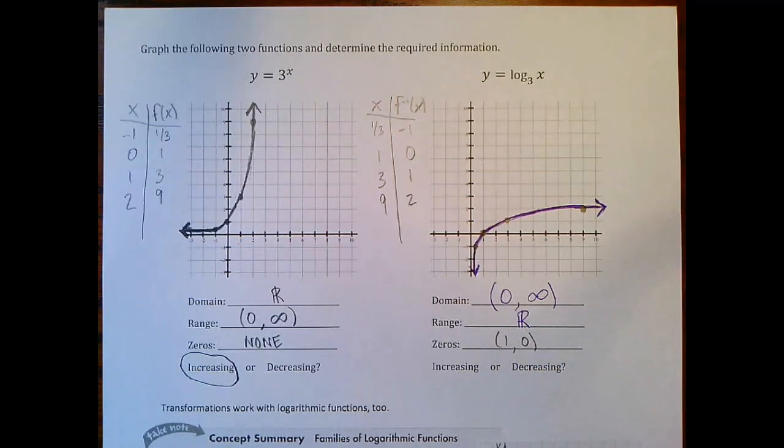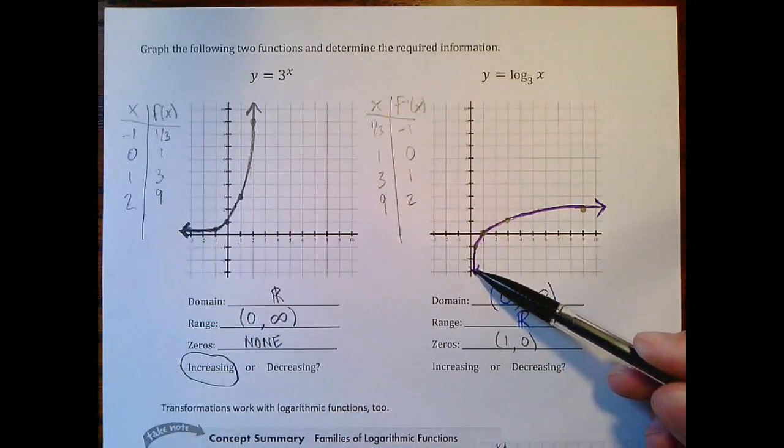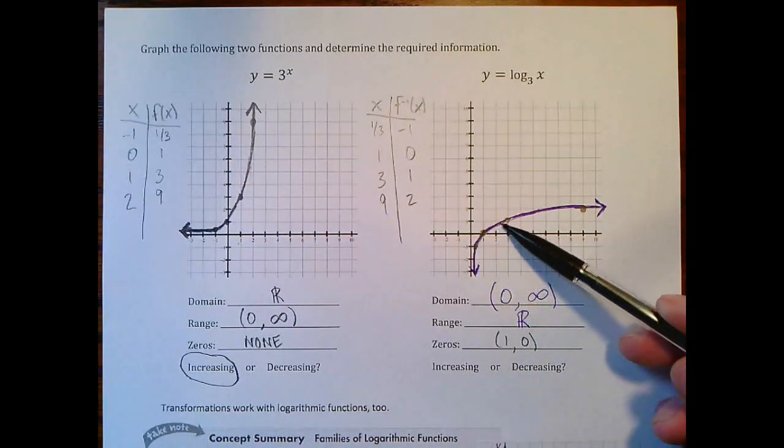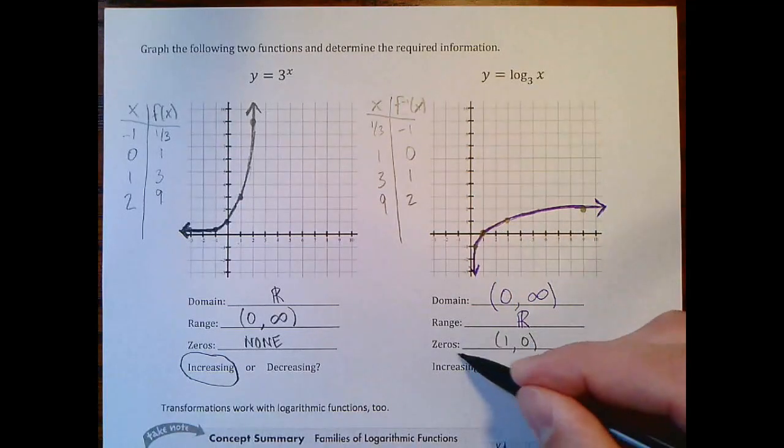Is the graph increasing or decreasing? Well, just like we read a sentence, let's go left to right. We'll start at this point, and then we can see that as we're moving to the right, the graph is going upwards. The y values are moving upwards, so in this case, it's also increasing.